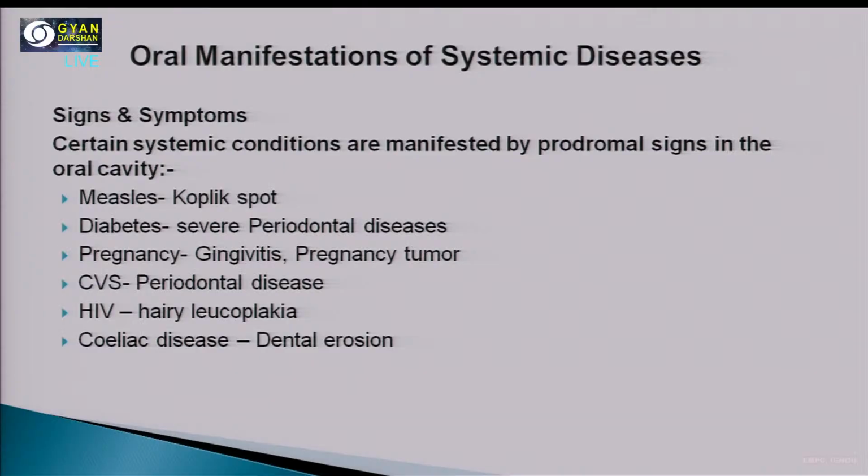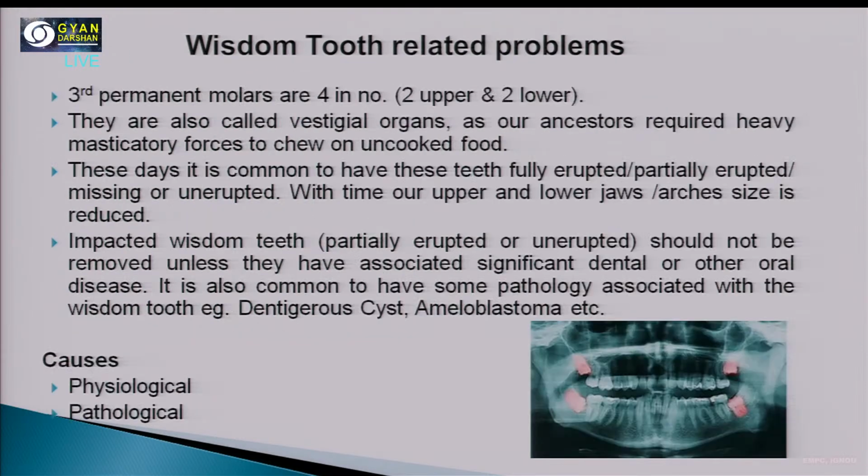Now, there are a few signs and symptoms of many systemic diseases which first manifest themselves in the prodromal phase in the mouth. For example, in measles, you will find the Koplik spots. In diabetes, you will find the patient having severe periodontal disease. In pregnancy, there will be gingivitis or a pregnancy tumor. In a cardiovascular condition, again, a patient will often be suffering with periodontal disease. If a patient is HIV infected, there would be hairy leukoplakia. And if there is celiac disease, then there would be dental erosion.